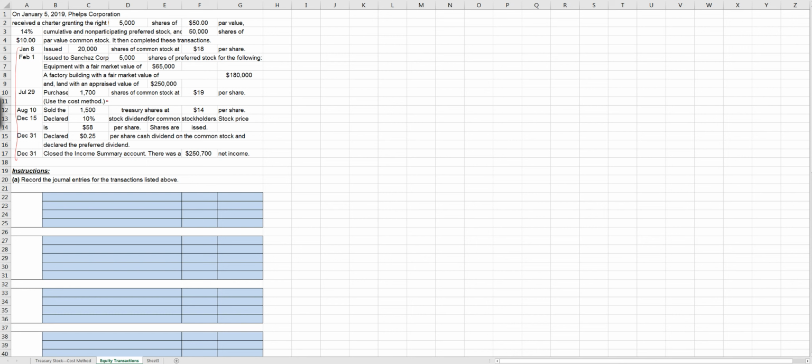purchased treasury stock. August the 10th, sold treasury stock. December 15th, declared a 10% stock dividend. And December 31st, declared a cash dividend on common stock, and also declared a preferred dividend. Then December 31st, close the accounts. All right. So let's record these journal entries one by one.